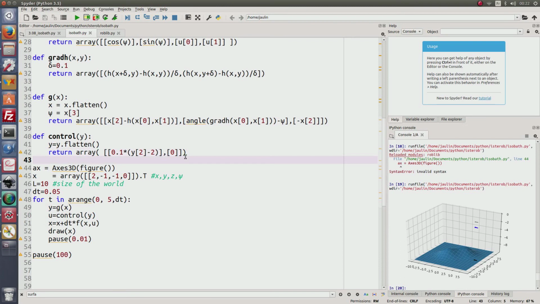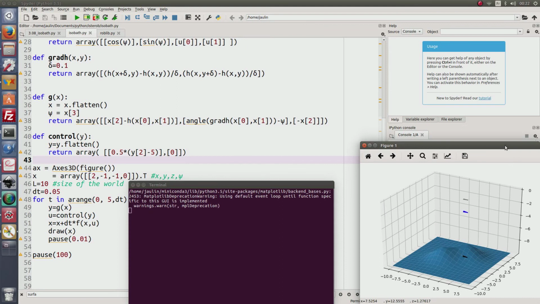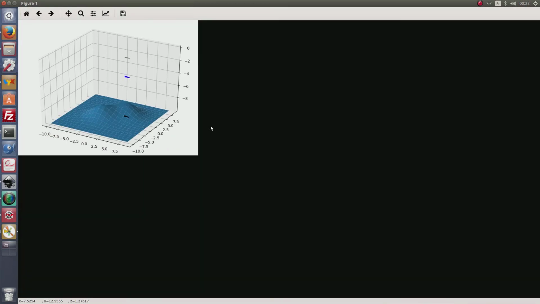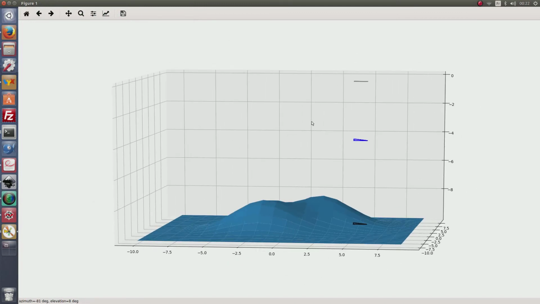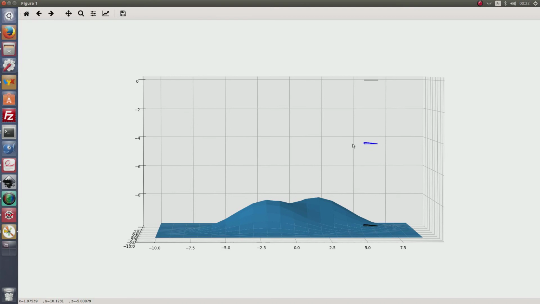if I want to go faster, I will change the control. And here I will write, for instance, 0.5. I will go faster. And if I want to go to a depth of 5 meters, I will write -5. Check. Okay, I go faster. And I go to -5, slowly now, because the error is small.